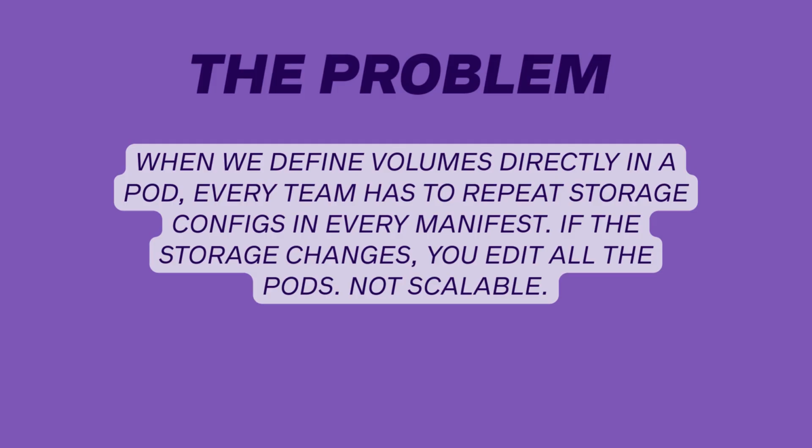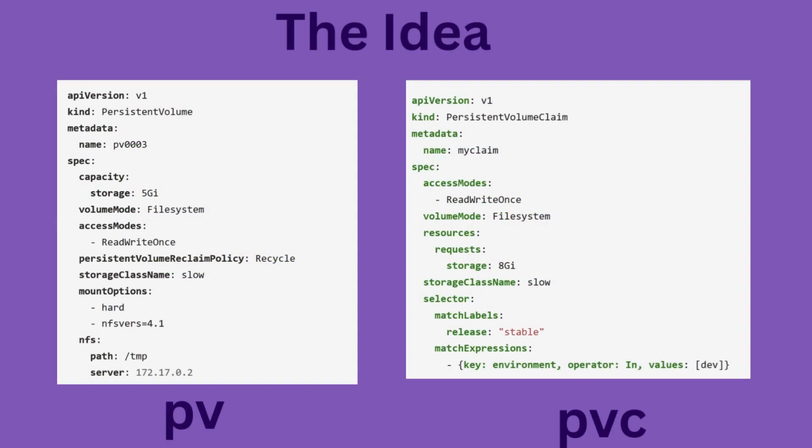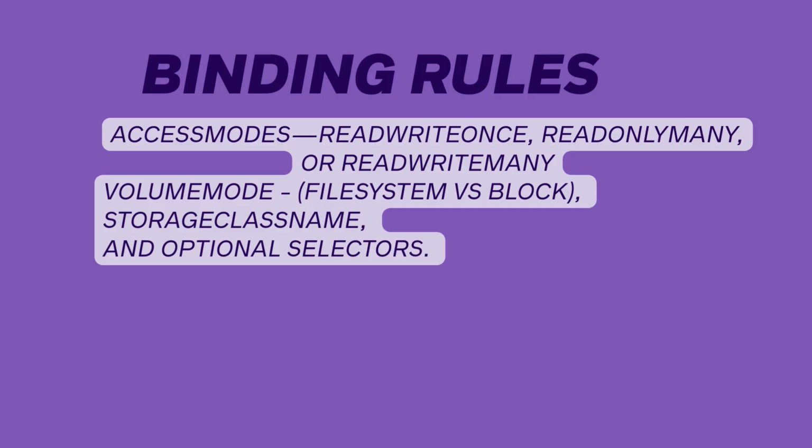When we define volumes directly in a pod, every team has to repeat storage configs in every manifest. If the storage changes, you edit all the pods, not scalable. Enter persistent volumes, PVs, storage objects provisioned by admins at the cluster level. Developers request storage using persistent volume claims, PVCs. Kubernetes auto-binds the right PV to the PVC based on capacity, access mode, storage class, and more.